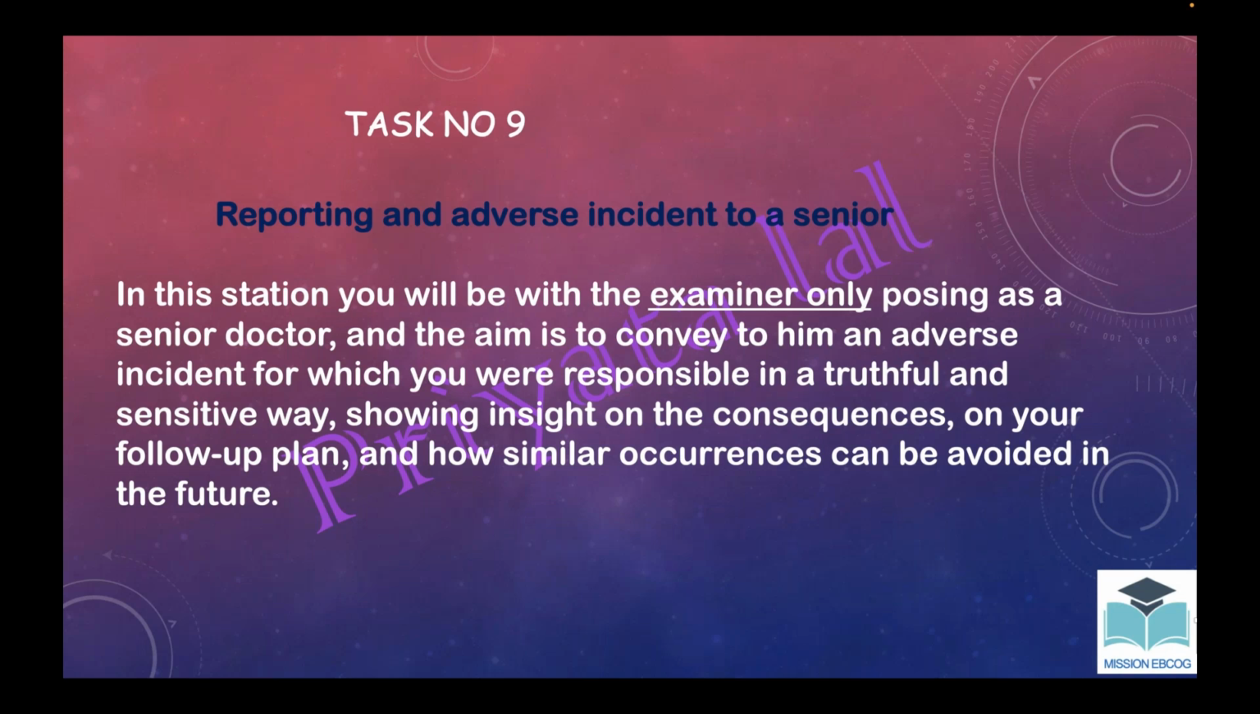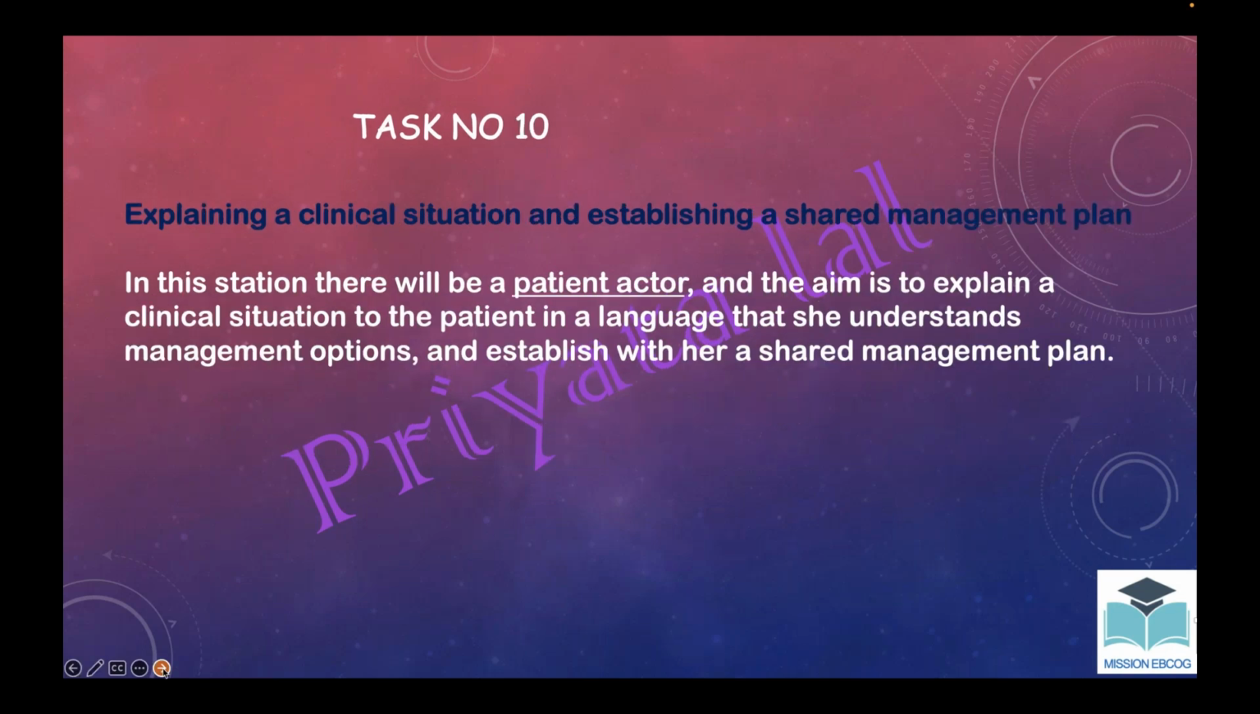Now, the last station would be explaining the clinical situation and making a shared management plan. Here again, the role player would be there. There would be a clinical scenario, and you have to explain the condition to her, that she's having stress urinary incontinence, or urge urinary incontinence, or prolapse, and you have to give the management options, then go with whatever she's happy with. So shared management plan is again the same way we do in MRCOG.